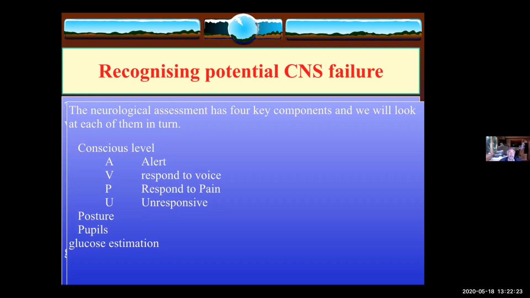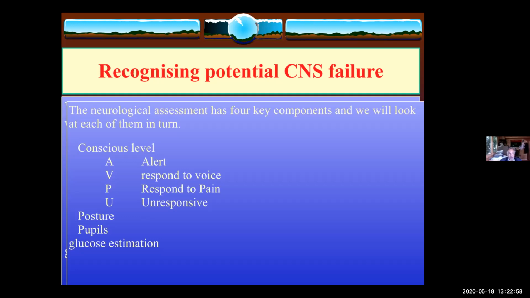The conscious level is AVPU. This is the easiest way to do it. But if you know the Glasgow Coma Scale, which is 15 scores, then do it. But it is a longer procedure. This one is quick: alert, responds to voice, responds to pain, and unresponsive. If alert, fine, leave them alone. You don't need to do anything much, just carry on. Responds to voice means they are semi-conscious, so they protect their airway.